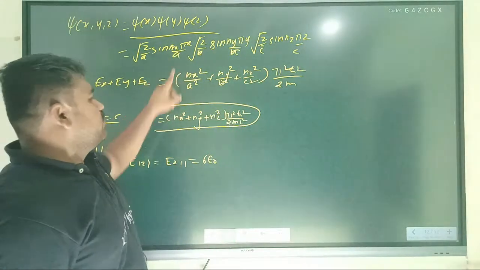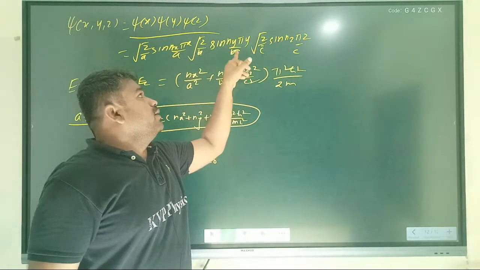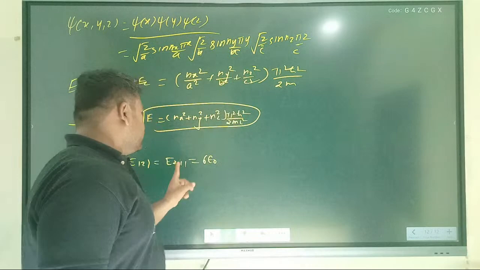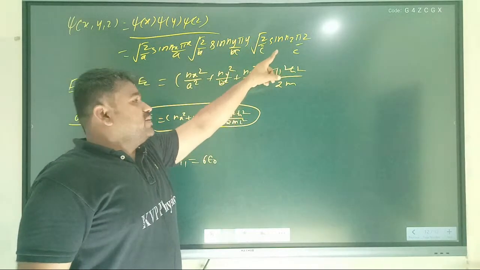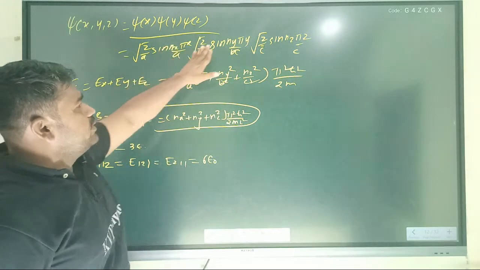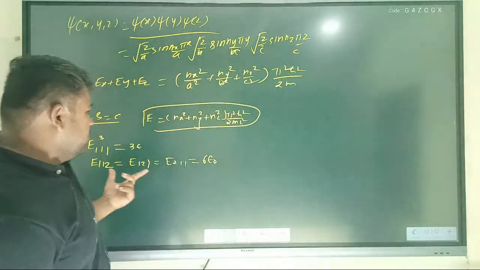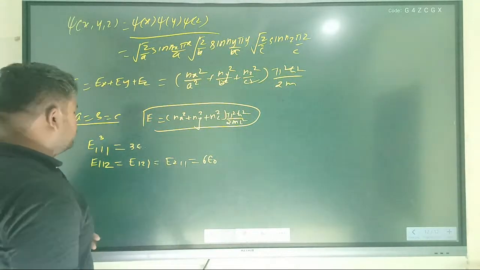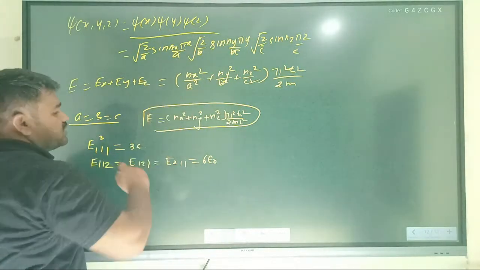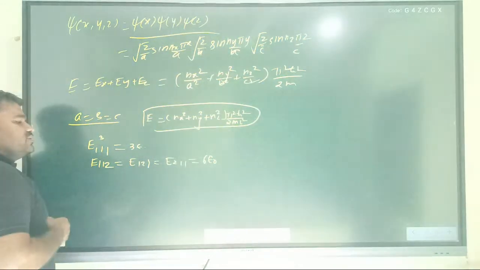sin pi x upon a, sin 2 pi y upon a, sin pi z upon a, and the third one will be sin pi z upon a, and for the third case sin 2 pi x upon a, sin pi y upon a, sin pi z upon a. Clear? And what is the energy? 6 epsilon naught. That means these three wave functions give the energy equal to 6 epsilon naught. So what is the degeneracy? The degeneracy is 3.